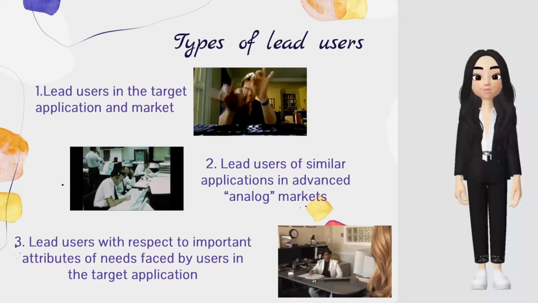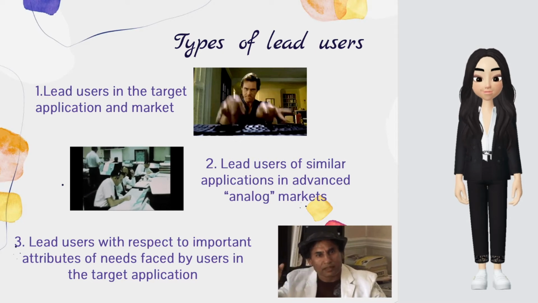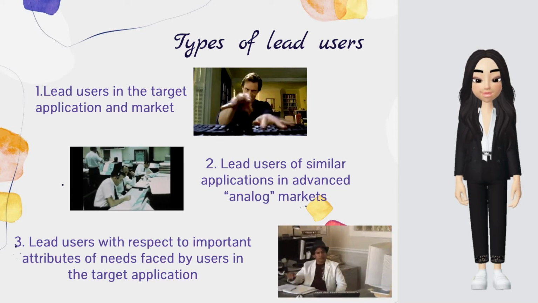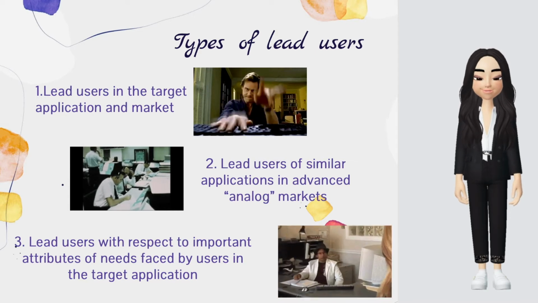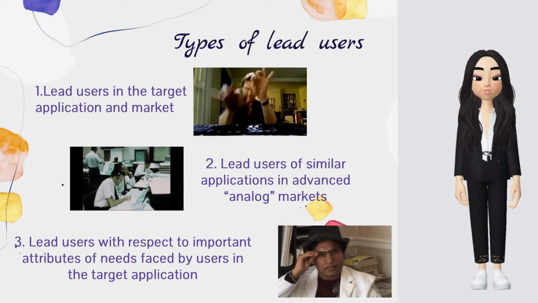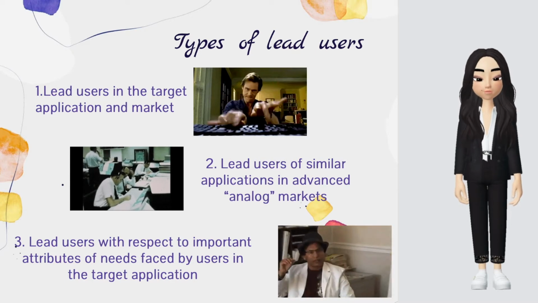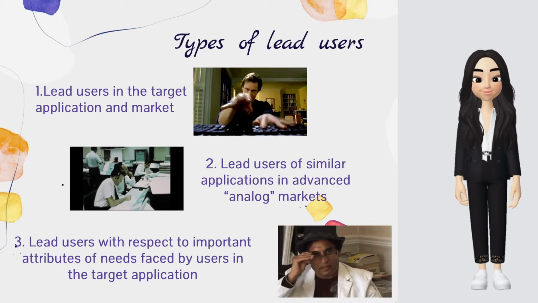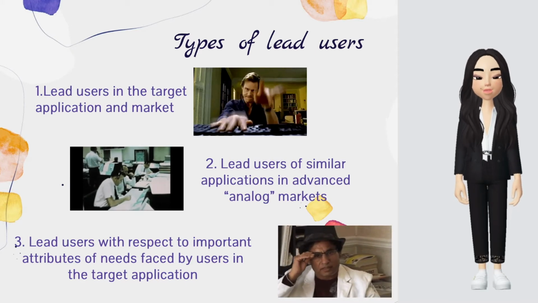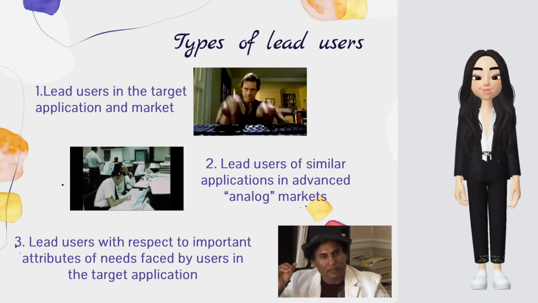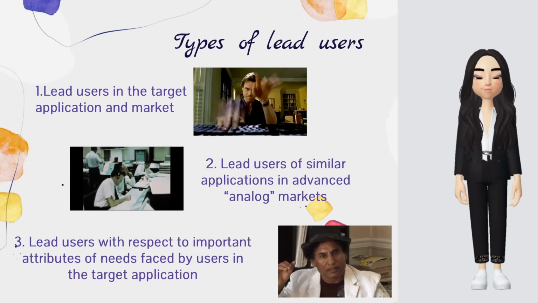Types of lead users. First, lead users in the target application and market, people who use the product. Second, lead users of similar applications in advanced analog markets, more technical people of similar products. And third, lead users with respect to an important attribute of need faced by users in the target application, people who respect the essence of the product.